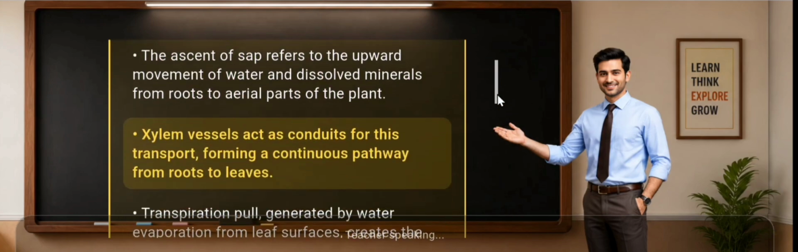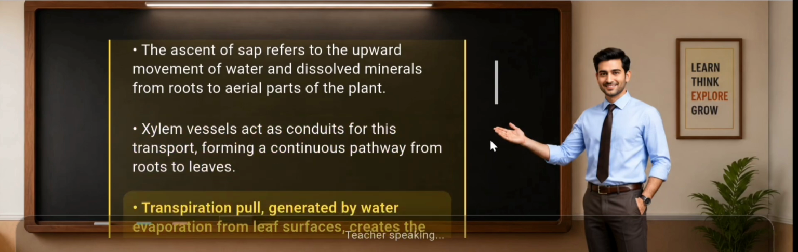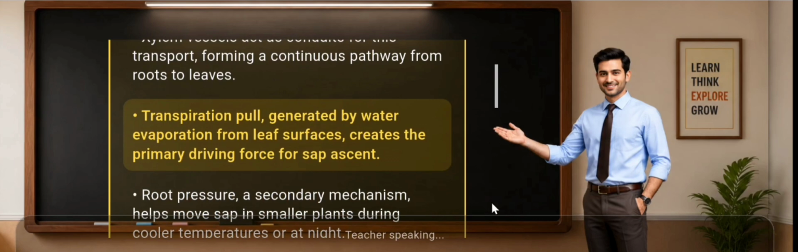Xylem vessels carry water and minerals from the roots up to the leaves through a continuous pathway. Transpiration pull happens when water evaporates from leaf surfaces, and that process generates the main force pushing sap up the plant.